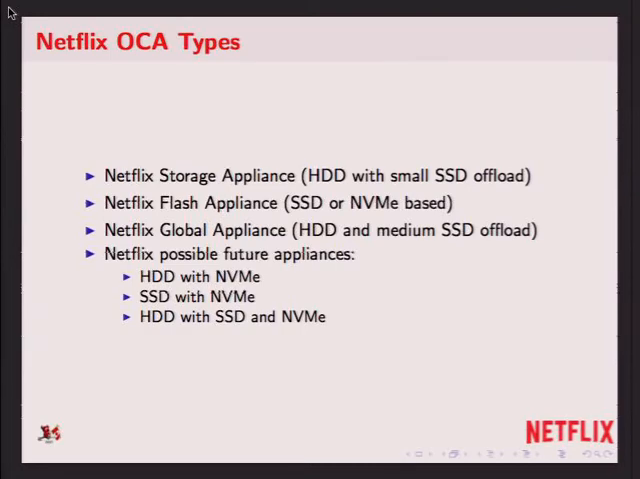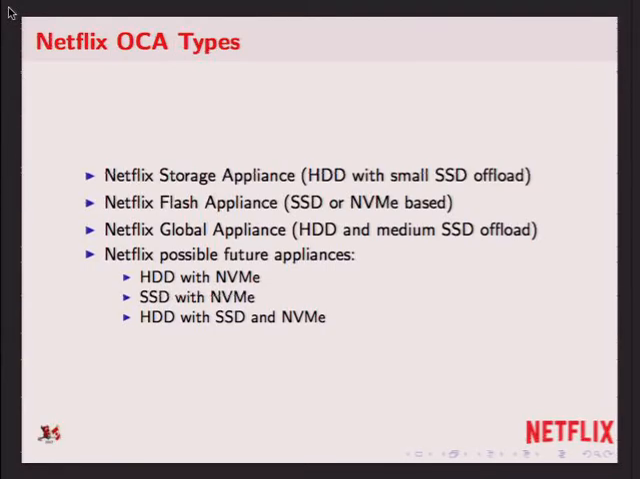But when something's really popular, we go to the next tier in our OCA type, which is a flash appliance, which is purely flash-based. It's either 40 gig with SSDs or 100 gig with NVMe cards. And we put the most popular content on here and stream it out as quickly as possible. We replicate the content as many times as necessary to get the bandwidth that our customers need.